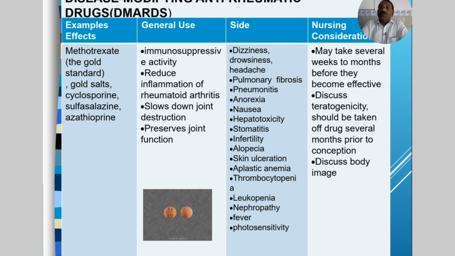Dizziness, drowsiness, headache, pulmonary fibrosis, pneumonitis, anorexia, nausea, hepatotoxicity, stomatitis, infertility, alopecia, bone marrow suppression, nephropathy, fever, and photosensitivity. So you should remember these side effects. In the follow-up visits, whenever the patient gets these side effects, you should think that they are because of the DMARD therapy. Some people, when they do not know these side effects and the patient presents with photosensitivity, refer the case to an ophthalmologist or order an MRI or CT brain, etc. Okay.